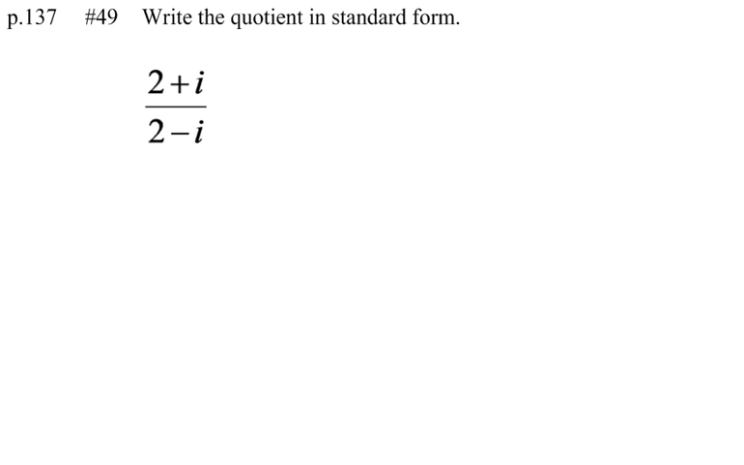Page 137, problem number 49. Write the quotient in standard form, 2 plus i divided by 2 minus i. Now, we know to add or subtract complex numbers, it's like combining like terms.